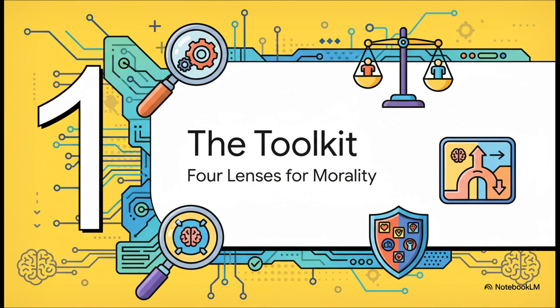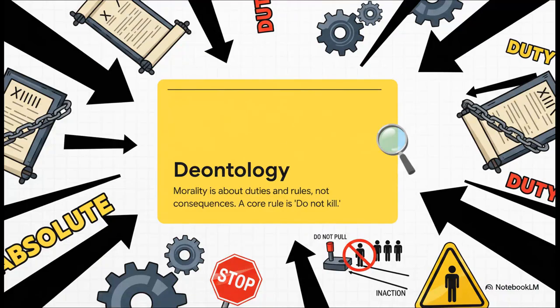We're going to examine this problem through 4 major philosophical lenses: deontology, utilitarianism, virtue ethics, and a fascinating one called the Doctrine of Double Effect. So first up, we've got deontology. This one is all about rules and duties. For a deontologist, some actions are just flat out wrong, period, no matter what the consequences are. And a pretty universal rule is do not kill.